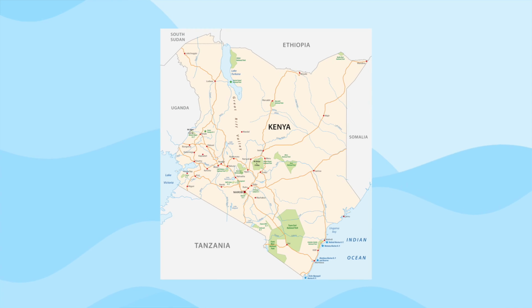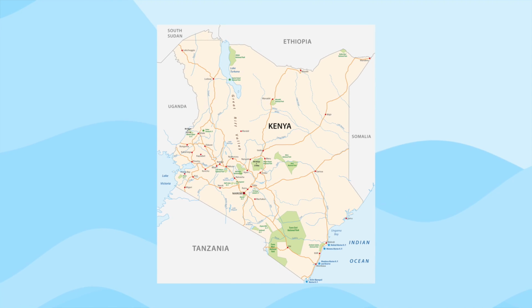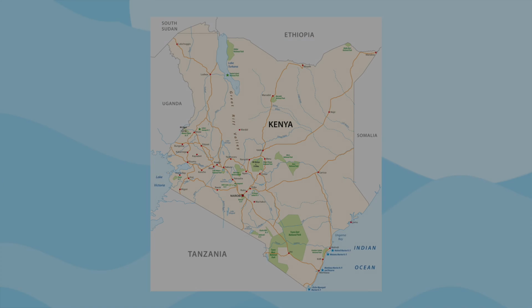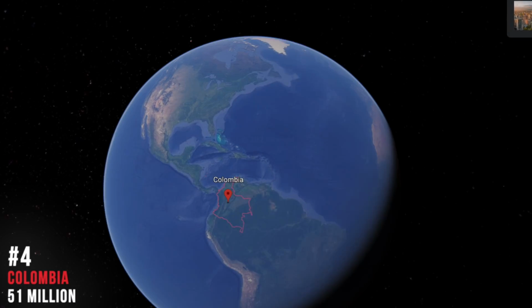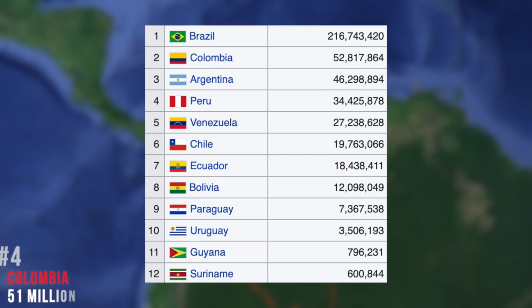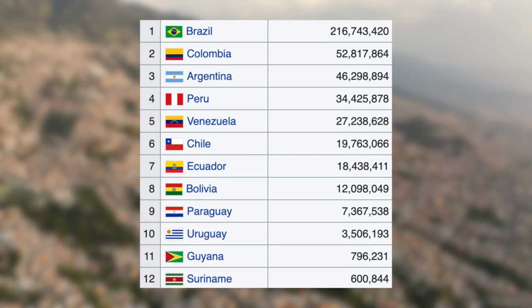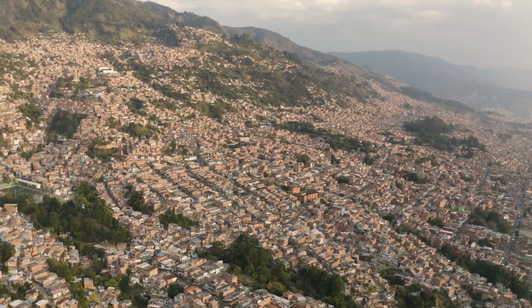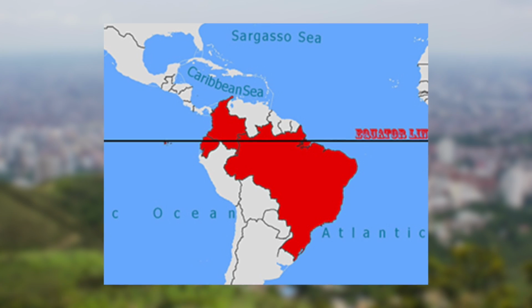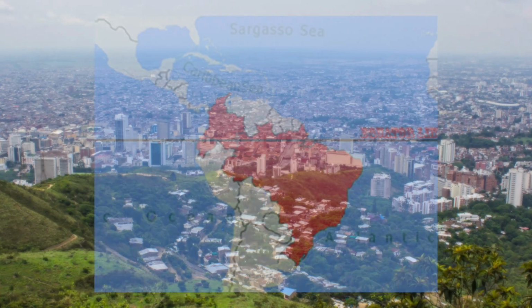The equator runs straight through the center of Kenya, meaning around half of the country is in the northern hemisphere and the other half in the south. Number 4. Colombia, 51 million. Colombia is the second most populated country in South America and the 28th most populated country in the world. The equator runs through the less populated south of the country, near the border with Brazil and Peru.